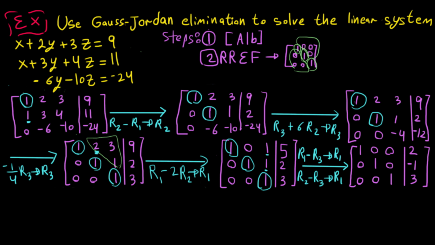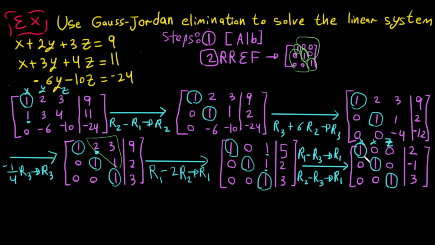So now we are in RREF, because here 1, 1, 1, and all elements below it and above it equal 0. And we know this line is for x, this line for y, and this line for z. The same thing here, x, y, z.